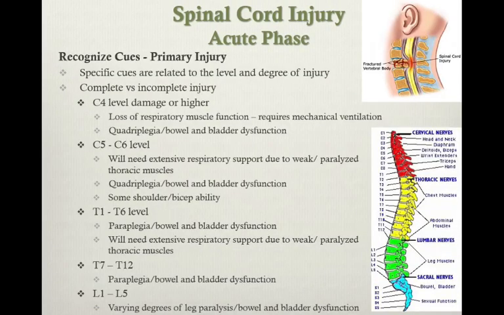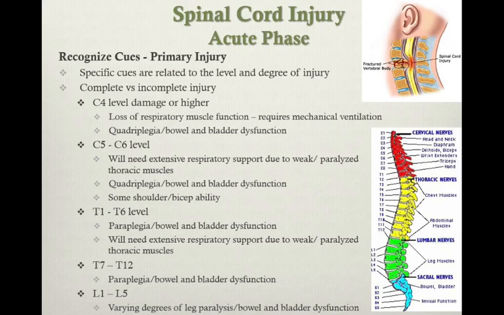So when we're looking at the cervical vertebrae, C4 or higher is going to be complete loss of respiratory muscle function because we're damaging the area that innervates the diaphragm. You're also losing all of your upper and lower body function. So C4 and higher, a C1, C2, C3, C4 could be pretty debilitating if it is completely severed. We're going to show, too, that there's complete versus incomplete.